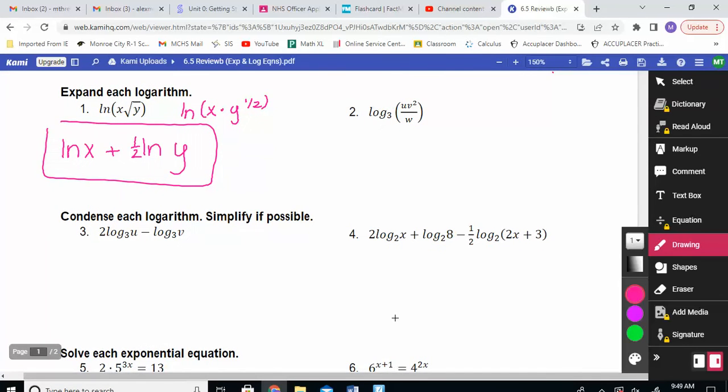So number 2. We have 2 things on top. So how many logs will I have on this one? 2. Well, 3. 2 on top and 1 on the bottom. So 3 total. So we have log base 3 of u. What would the next one be? 2. Plus 2 log base 3 of v. And then if it's on the bottom, we minus or subtract.